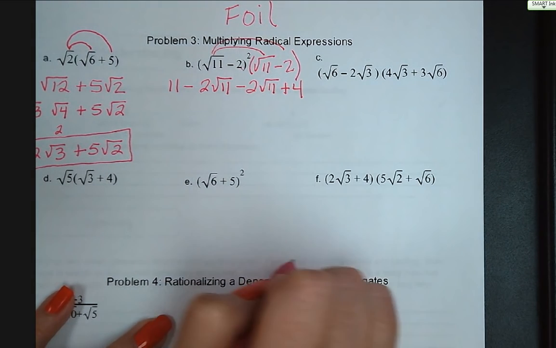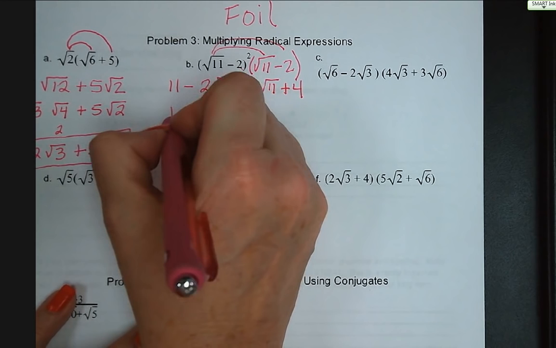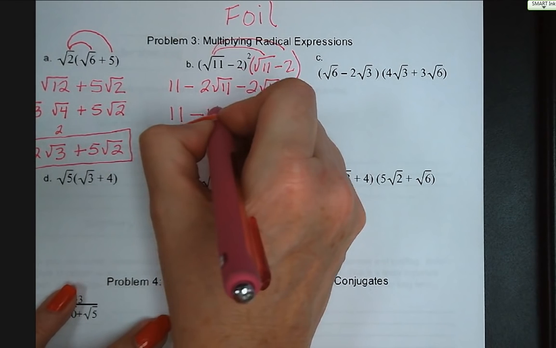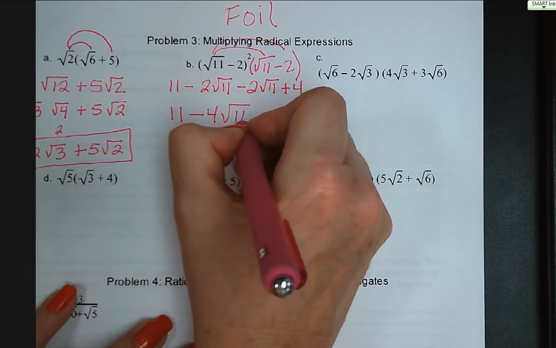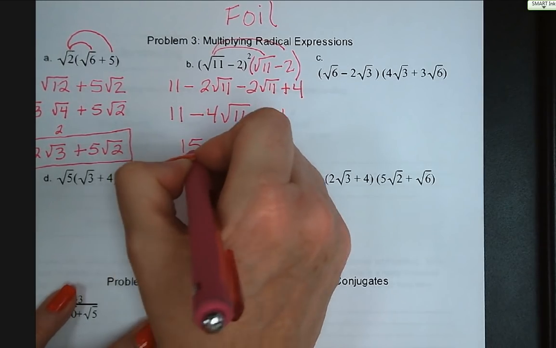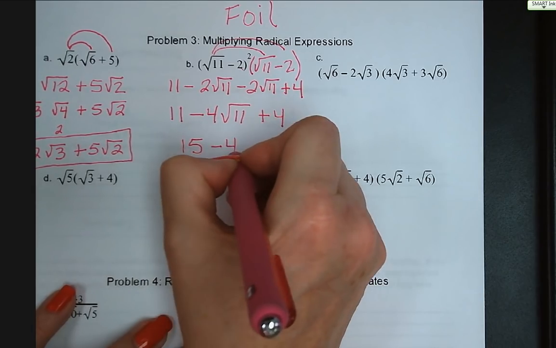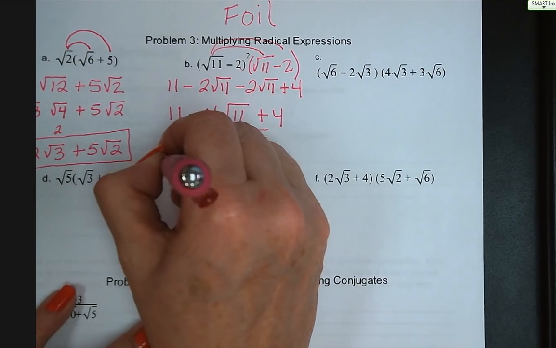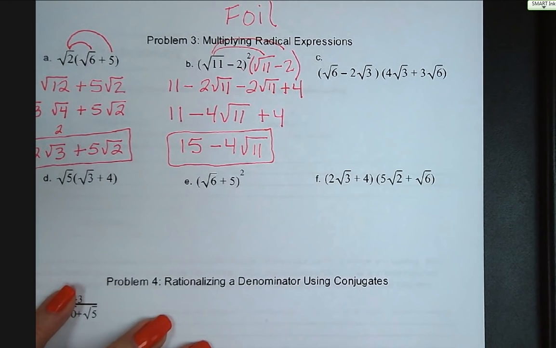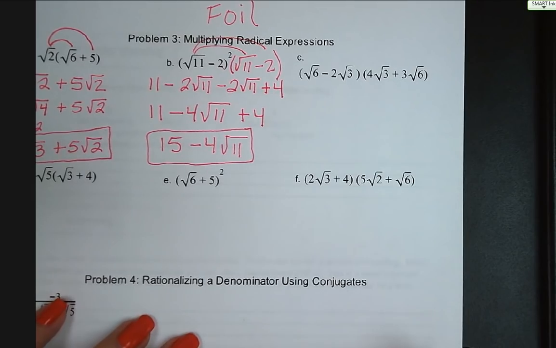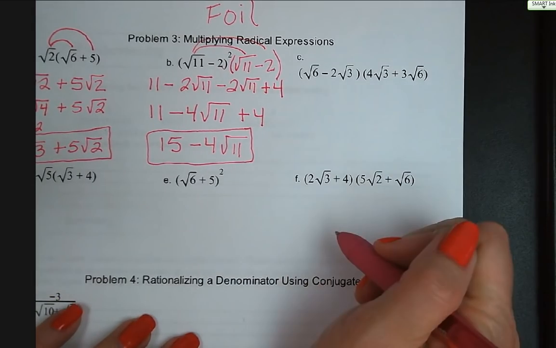So now let's combine like terms. We have 11 minus 4 radical 11 plus 4. We still have a couple like terms there, that 11 and 4 being added together. Remember, the sign in front of the number is attached to the number, so it is 11 plus 4, which gives us 15, minus 4 times the square root of 11. And that's our simplified form.